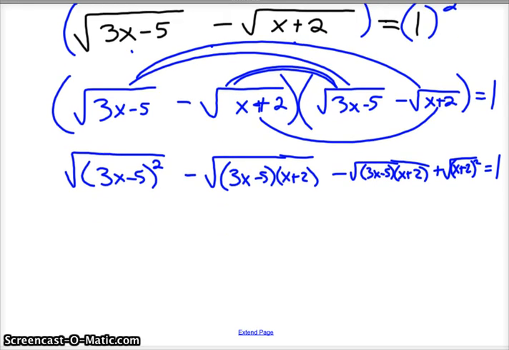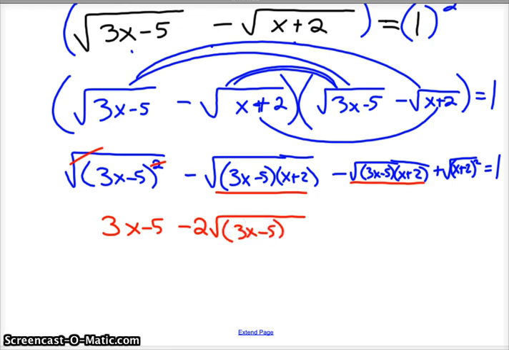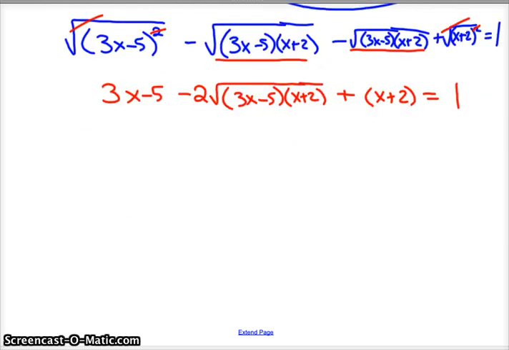Now if we go ahead and simplify this expression, square and square root are inverses, and so we'd have 3x minus 5. There's 2 of the very same thing, so minus 2 times the square root of 3x minus 5 times x plus 2. And then plus, again, square and square root cross out, and so you're left with x plus 2, not that you need the parentheses, and that equals 1. Alright, so we still have a radical here. That's kind of a pain, because that means we're going to have to square it again.